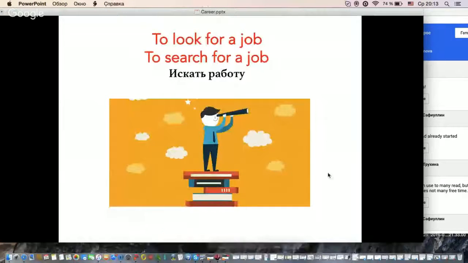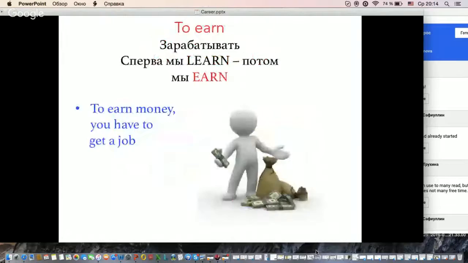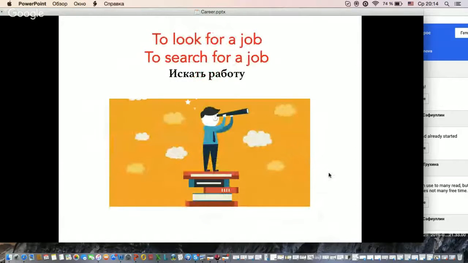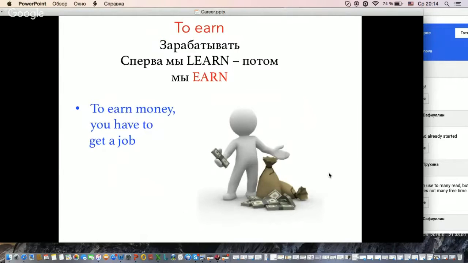Alright, so here we go then, and that is our very first phrase for today. Okay, so the first one is to look for a job or to search for a job. Искать работу. Another one then. To earn. Зарабатывать. Сперва мы learn, потом мы earn. Таким вот образом мы можем запомнить эту фразу. To earn money, you have to get a job. То есть, чтобы зарабатывать деньги, тебе нужно получить работу.